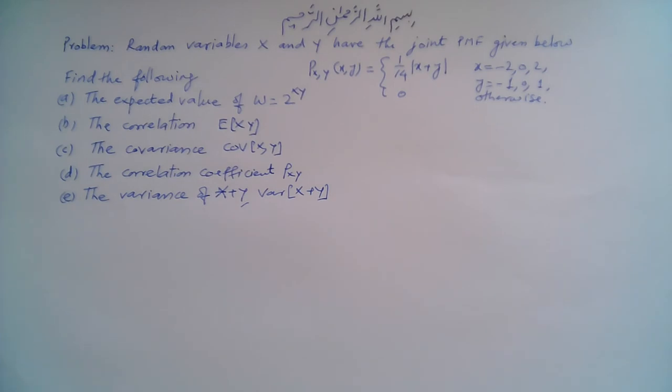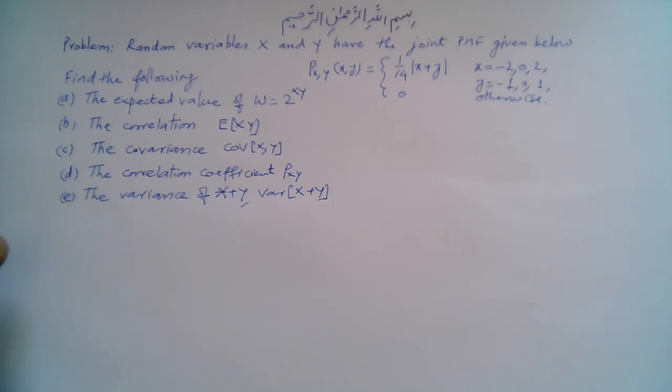So here is a problem that we have to solve. Random variables X and Y have the joint PMF given below. P(x, y) is equal to 1 over 14 multiplied by the absolute value of x plus y, while x takes on values -2, 0 and 2, and y takes on values -1, 0 and 1, and this is 0 otherwise. Find the following: the expected value of W, which is equal to 2 raised to the power XY, the correlation of X and Y, the covariance of X and Y, the correlation coefficient rho XY, and the variance of X plus Y.